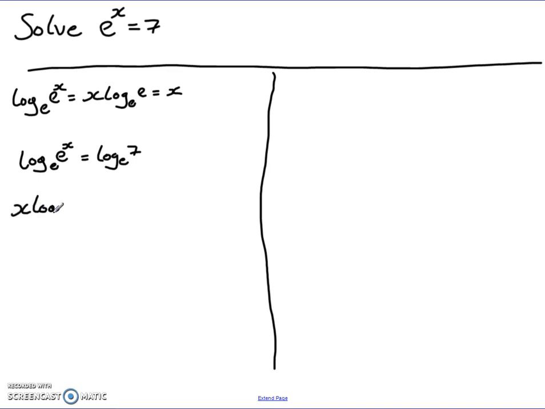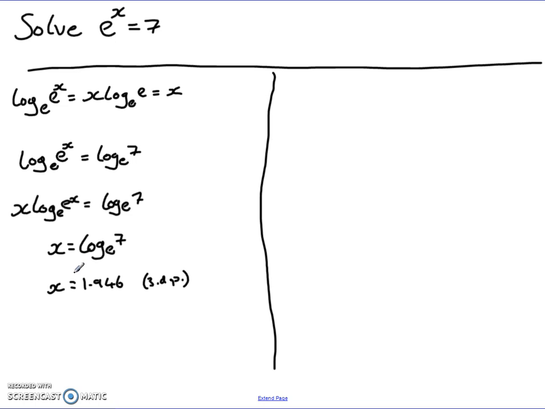Once we've done that, we then rearrange things. So we get x times log to the base e of e equals log to the base e of 7. This goes to 1, and we know then that x equals log to the base e of 7. Once we do that, we stick it all on a calculator, work it through. We get x equals 1.946 to 3 decimal places. So doing that and getting rid of the e here is a perfect way of doing it, because then we can get it down to x.